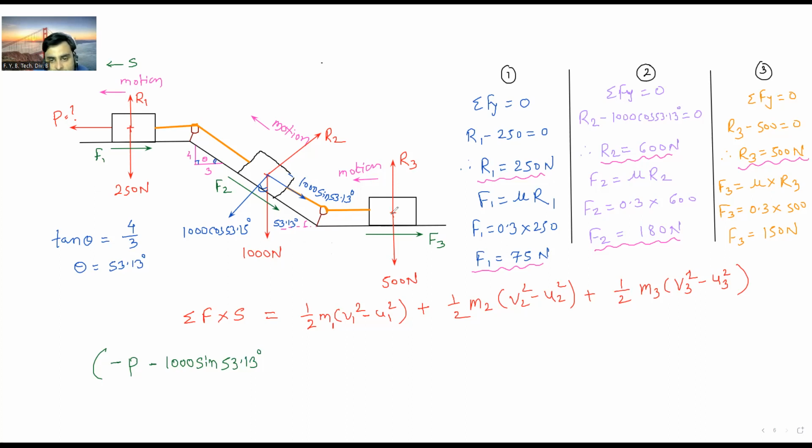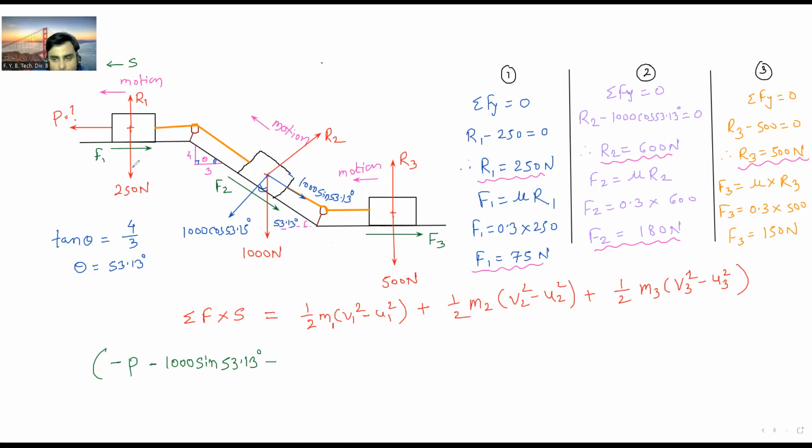Then again, for this third block, this is the frictional force. Here also we should take the frictional force for the first and second block. Now there is no acting force on this block. Again, the frictional forces are in the opposite direction to the motion.